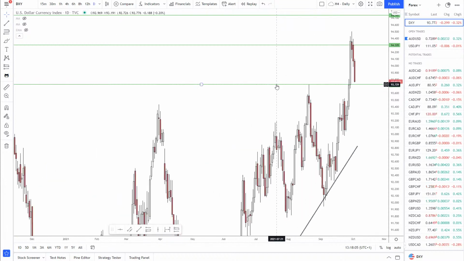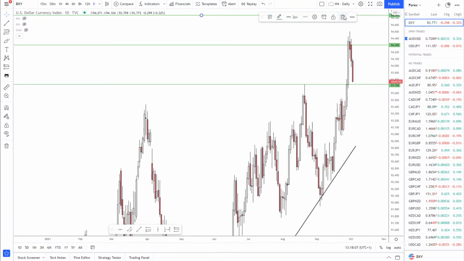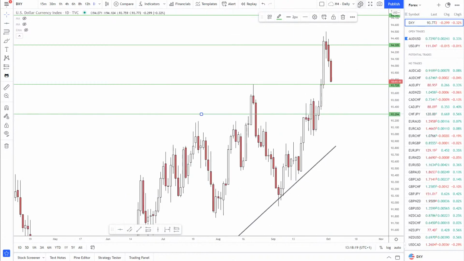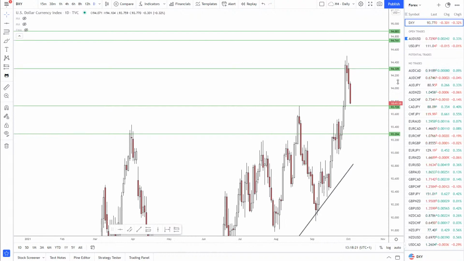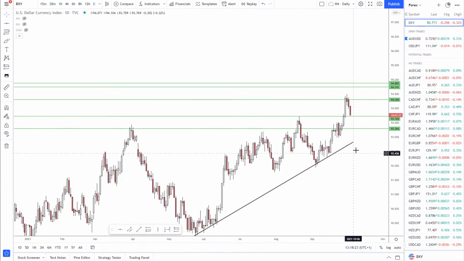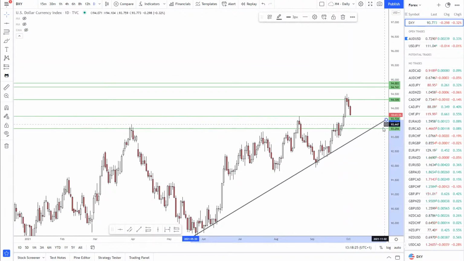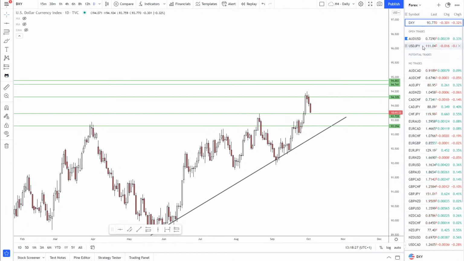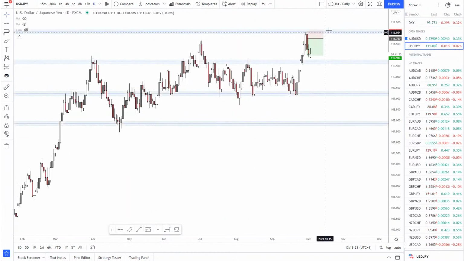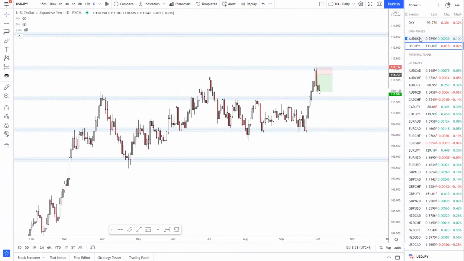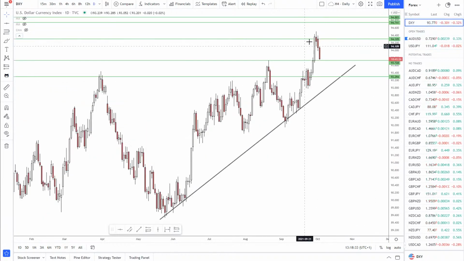It could drop down as far as this area here, the 93.30. So I believe that DXY still has some room to go down. And if it does go down, that trade could play out very nicely for you. So if you haven't hit target, I'd say hold on to it. Just let it run a little bit longer. It does have some potential.